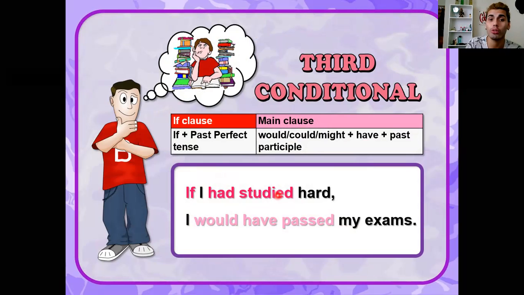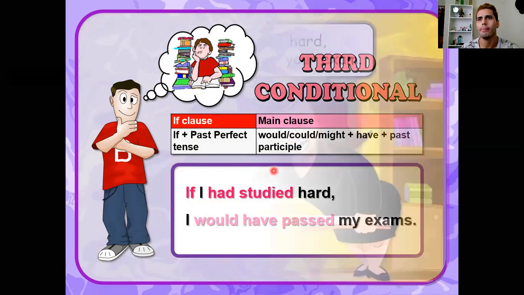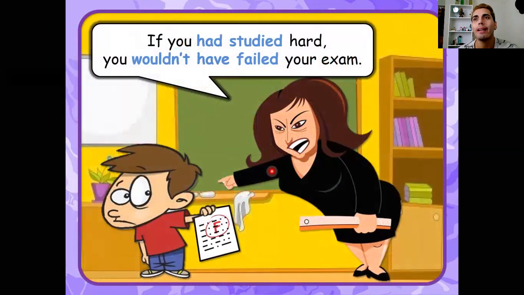What is the actual real thing that happened in the past? That I didn't pass the exam. I didn't study and I didn't pass the exam. But what would have happened if the situation had been different? If I had studied, then I would have passed the exam. That's what it means, right? Let's say if you had studied, if you had studied hard, you wouldn't have failed your exam, right? So if you had studied hard, you wouldn't have failed the exam.